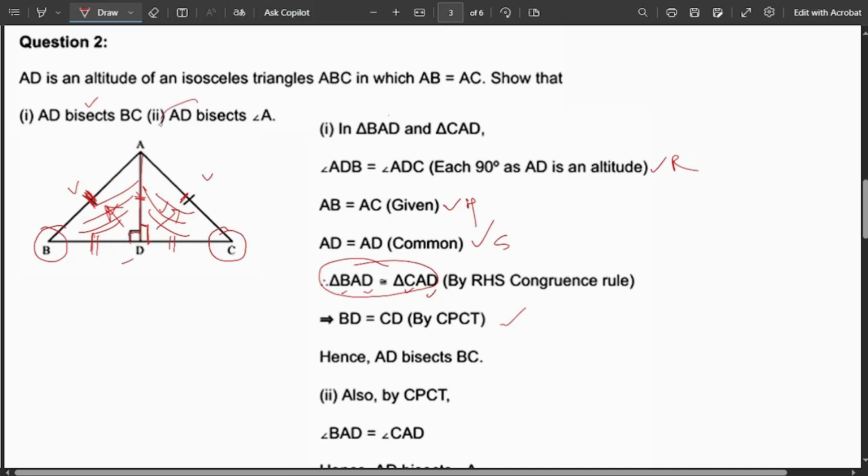Now we have to prove that AD bisects angle A. It is also obvious that by CPCT these two angles are also the same. That means we can say that AD also bisects angle A.